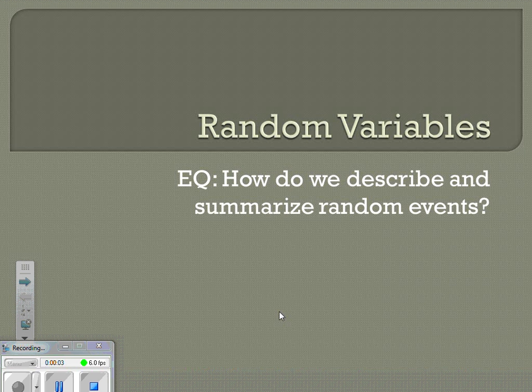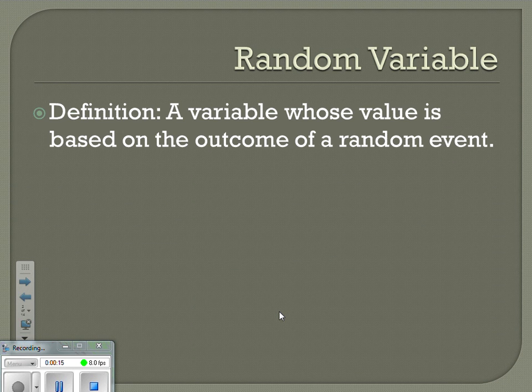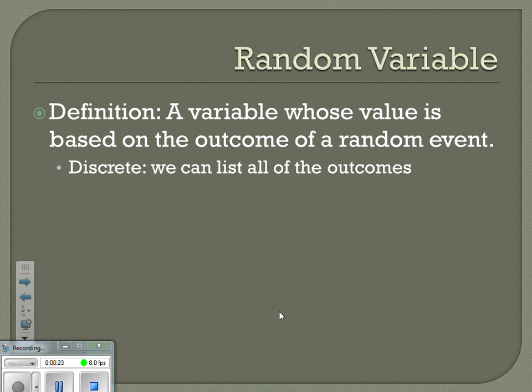Okay, random variables. How do we describe and summarize these random events? We're going to look at another way to start organizing some of our probability type of problems. So a random variable is a variable whose value is based on some random event. That's probability, randomness. Two types of random variables, and we've seen these previously in the class.